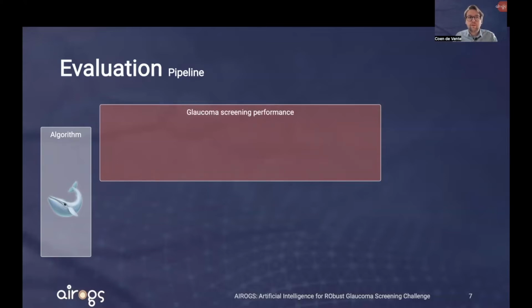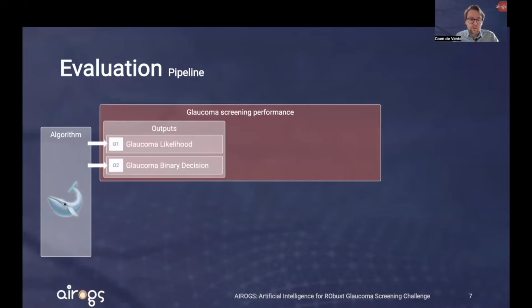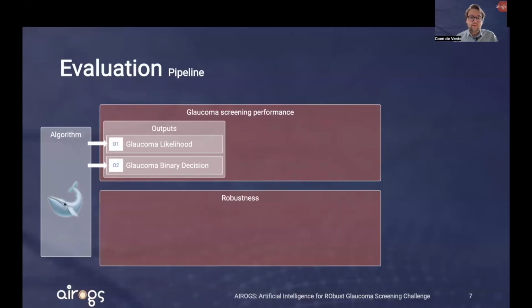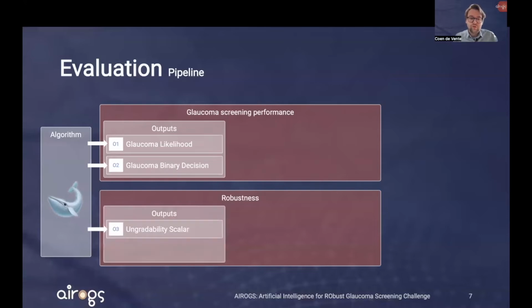So just the ability to distinguish glaucoma from no glaucoma images. For that, the algorithms need to have two outputs: a glaucoma likelihood between 0 and 1, and a binary decision on whether the patient had glaucoma. Then there was the robustness part, for which they needed to output some scalar that correlates with ungradability. So a higher value indicated a higher likelihood of ungradability, and then also a binary decision.